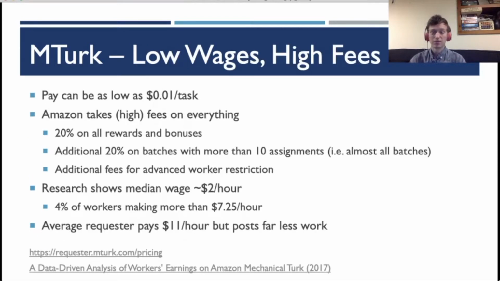So in general, as I said before, some tasks are very short and offer very low pay, as small as a penny per task. And that's something to keep in mind, right? Because research shows that the median wage is $2 an hour, but the average requester is paying $11 an hour. So that should tell you that the average person who's publishing work is actually offering a decent wage, but the people that are offering lower wages, maybe because of the kinds of tasks that they're posting, are offering a much lower wage.